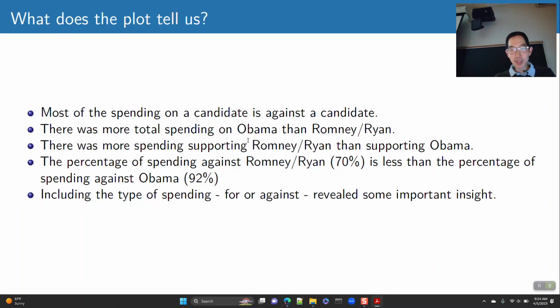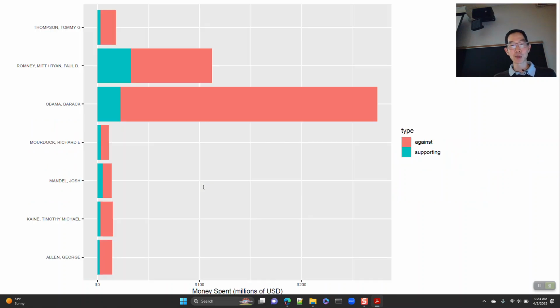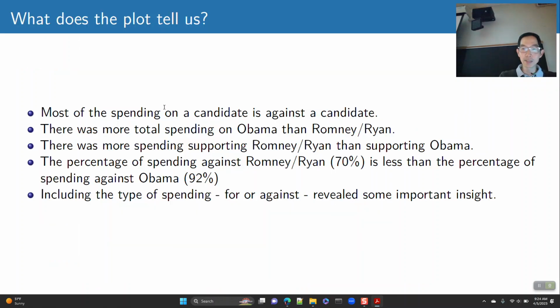And so, when we do this, we see for Romney around 70% was negative advertising, and about 92% of the campaign spending on Obama was negative, right? And so that reveals some important insight into some of this stuff.